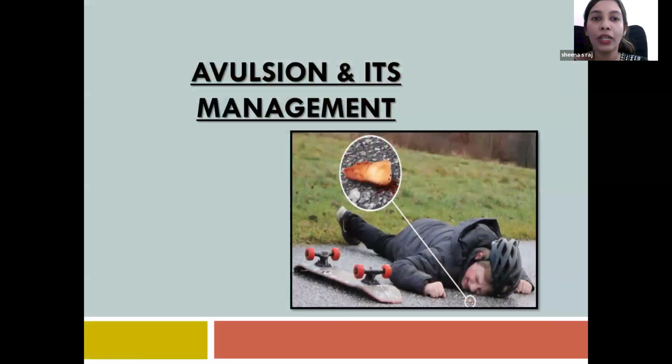I'm not extending our talk, so I'll start with the first question. I have seen a lot of essays on avulsion and its management. Talking about fractures, not only avulsion, root fracture is another important question, and from that you have to know about vertical root fracture.